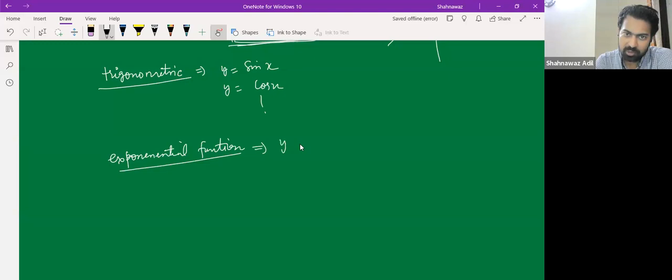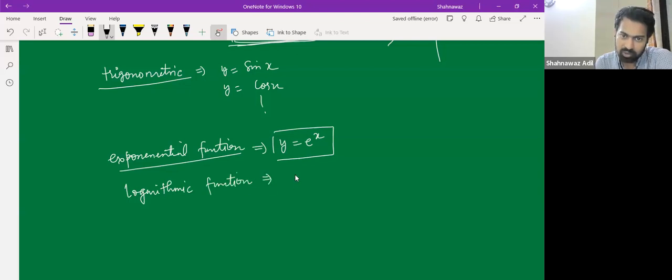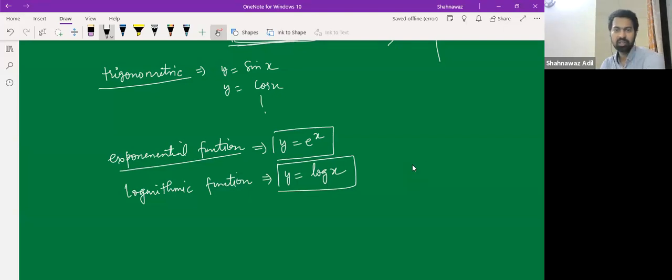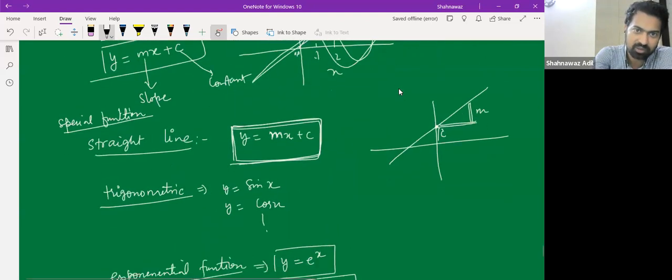So this is represented by e^x. And then the last one which we will use is this logarithmic function. The logarithmic function is represented by this. I will not talk about the details of this function, like what the base is. I will not talk about it in detail. Just remember all these functions.